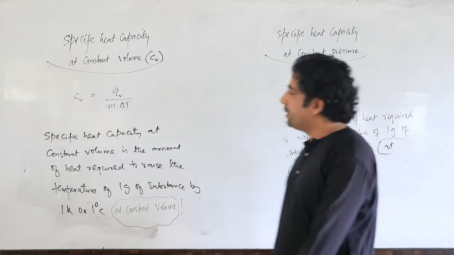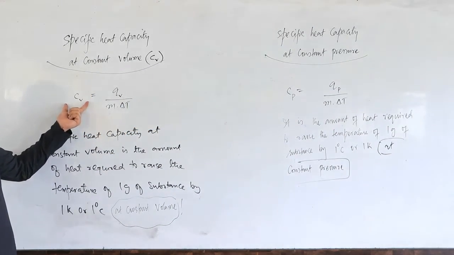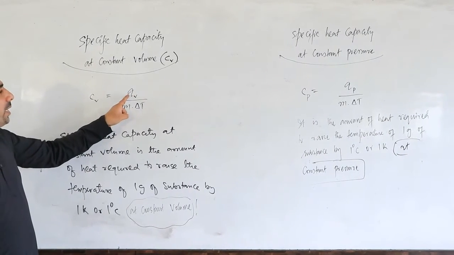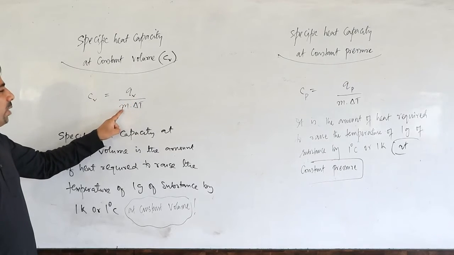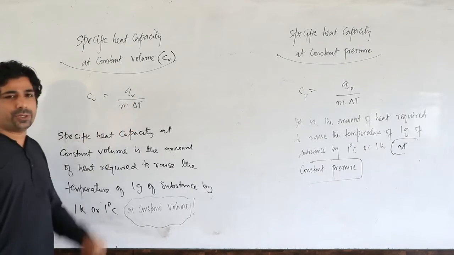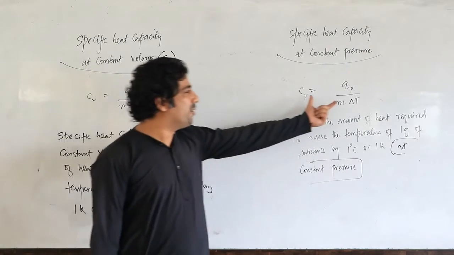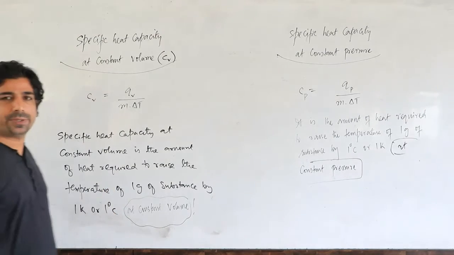So my dear friends, now you look here. This is the specific heat capacity at constant volume, which is equal to heat absorbed by the system at constant volume divided by 1 gram of substance, that is a unit mass of substance, into the rise in temperature. Same thing, Cp is equal to Qp upon m into delta T. Please make note of these two expressions.